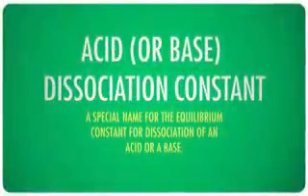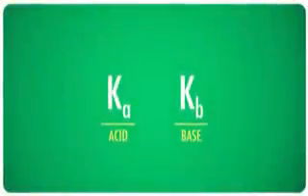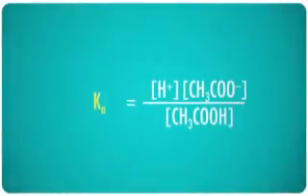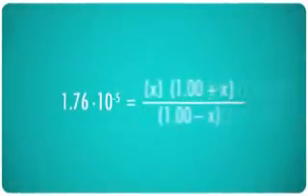But when chemists work with dissociation equations for acids and bases, they give the Keq a special name, the acid or base dissociation constant. The symbol for this kind of equilibrium constant is Ka for an acid or Kb for a base. So use the equilibrium expression for acetic acid and put in the Ka and the equilibrium concentrations from the RICE table. With a little simple algebra, it simplifies.